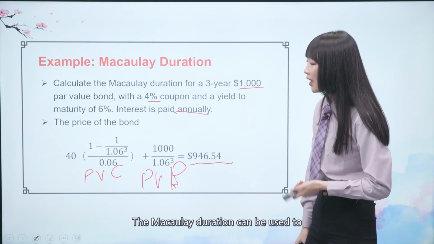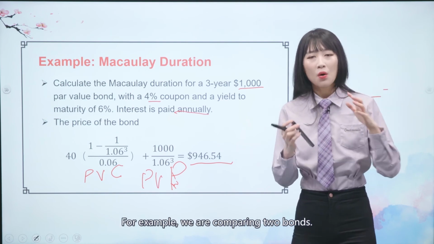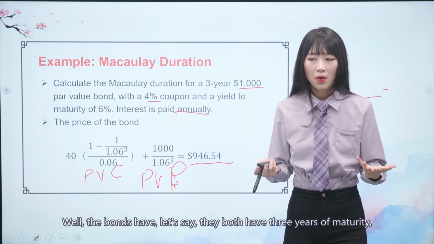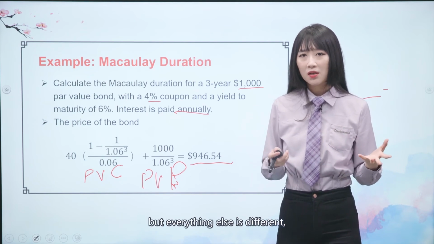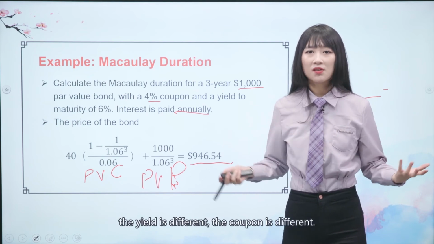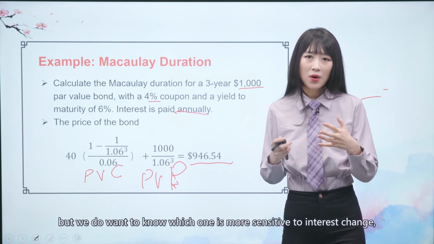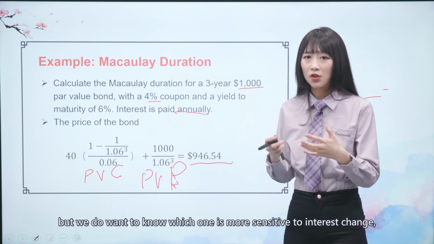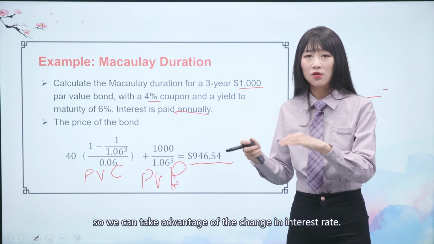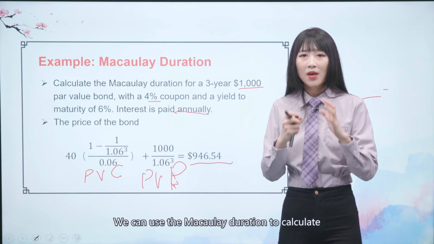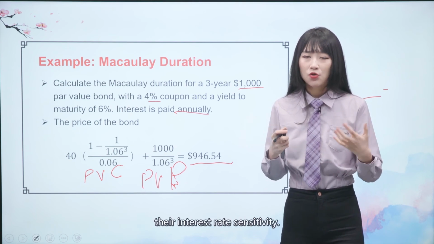The Macaulay duration can be used to compare bonds with different characteristics. For example, we are comparing two bonds. Let's say they both have 3 years of maturity, but everything else is different. The yield is different, the coupon is different. We don't know which one to choose, but we do want to know which one is more sensitive to interest rate change, so we can take advantage of the change in interest rate. We can use the Macaulay duration to calculate their interest rate sensitivity.